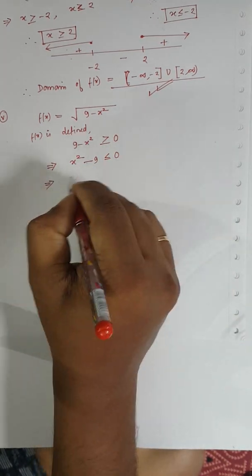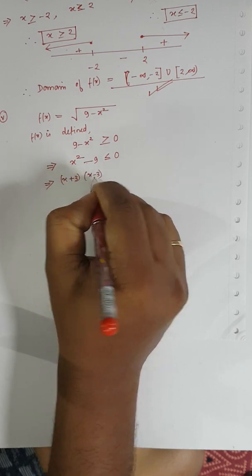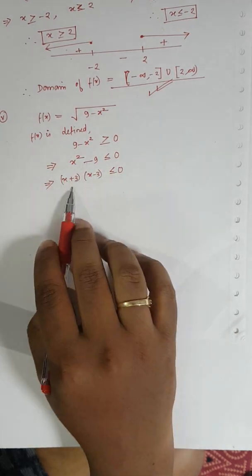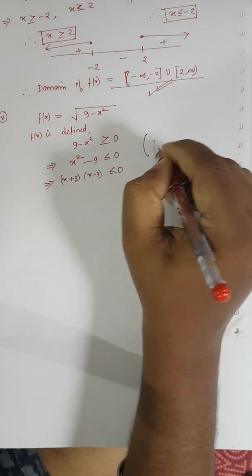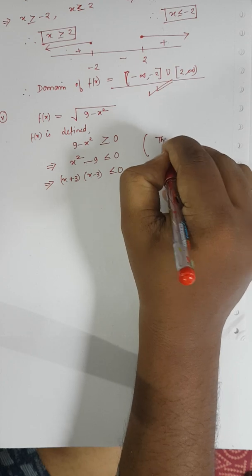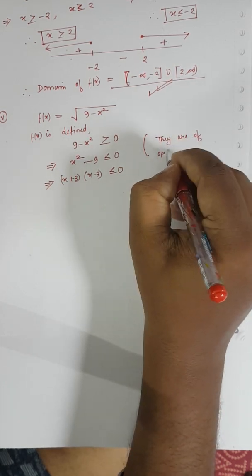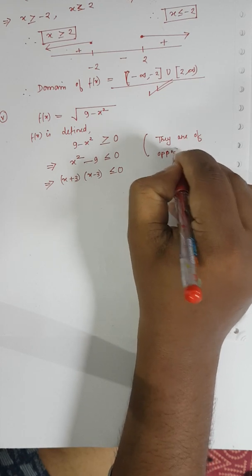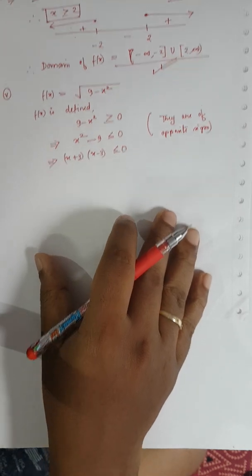Now if I factorize it, I will get (x plus 3) into (x minus 3) less than or equal to 0. Now the product of two factors is less than or equal to 0. It is possible only when they are of opposite signs. So you have two defined cases.